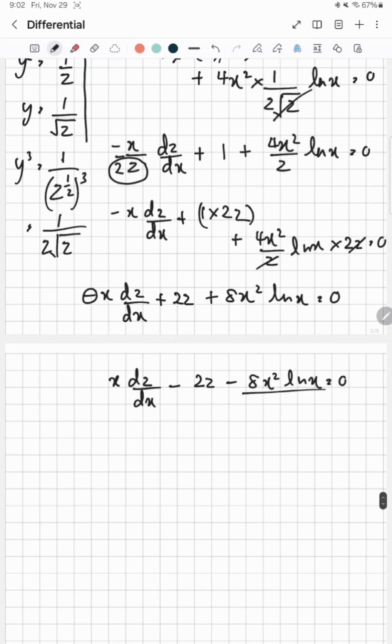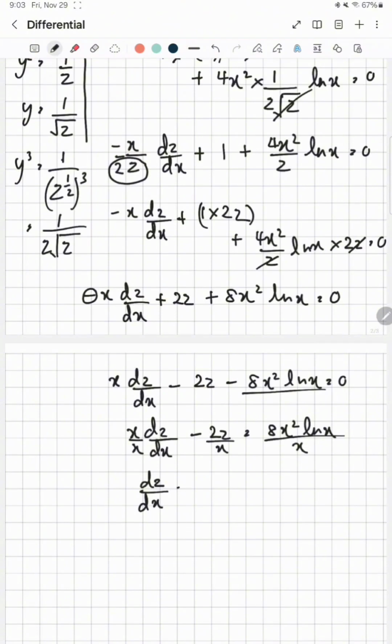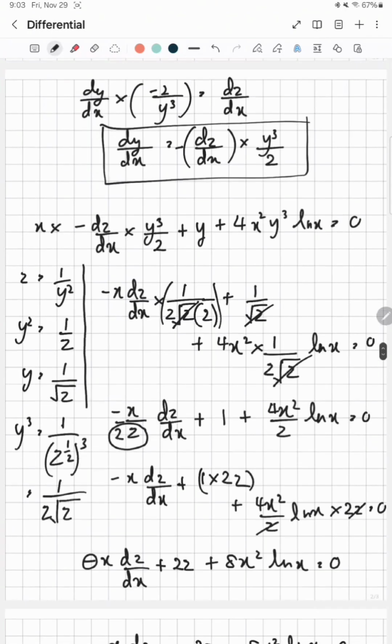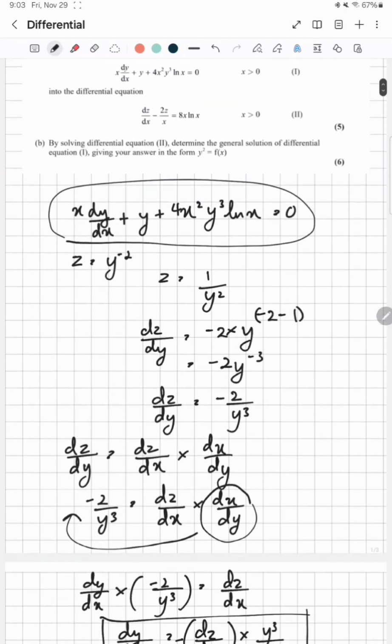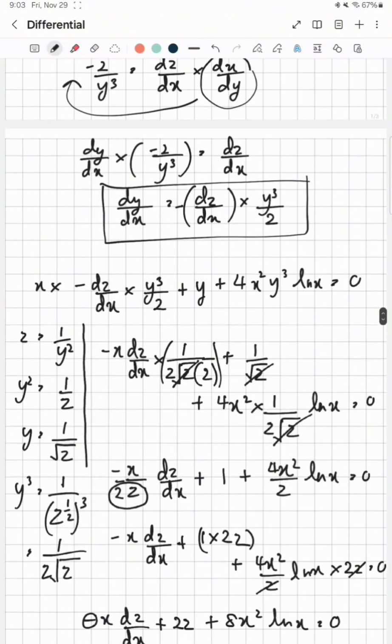Now I'm going to take this onto the other side. Okay, and finally I divide everything by x. dz over dx minus 2z over x equals 8x ln x. And I think that's it. So we got the first part.